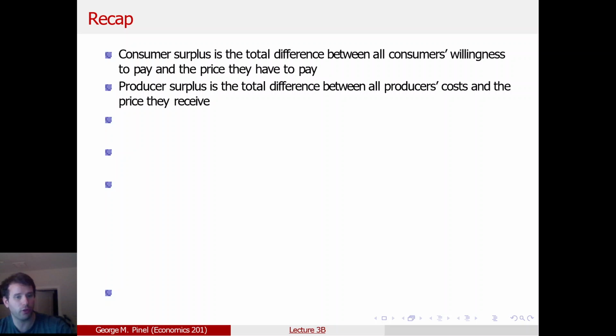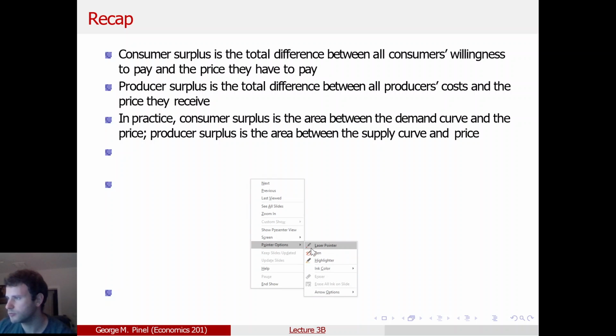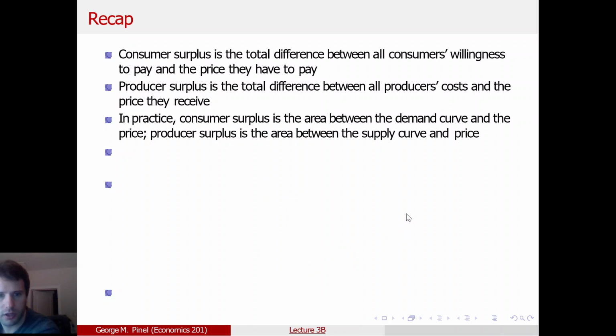Just like if you add up all the goods that the consumers bought and their willingness to pay minus the price paid, that's the consumer surplus. So in practice, if you had a demand curve, let me do this on whiteboard now that I've discovered it. Where'd it go? I guess I have to reopen it. Here it is.